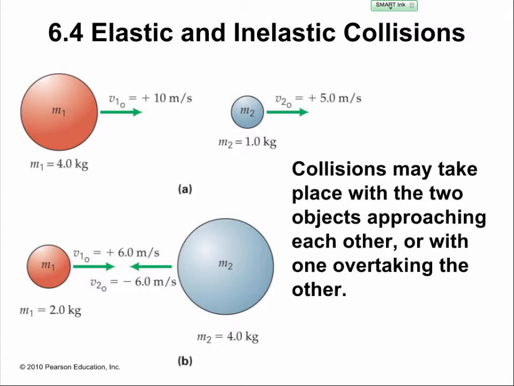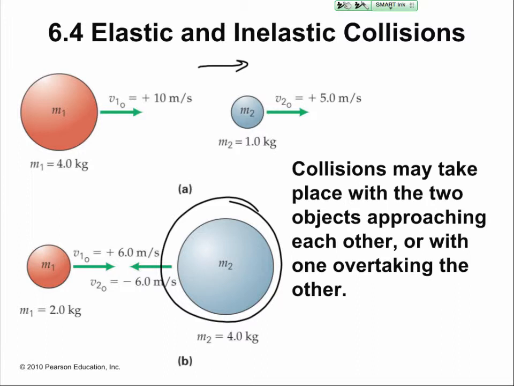But in this slide, what we're talking about is that collisions take place in two shapes. Collisions may take place with two objects approaching each other or one overtaking the other. So in this one, let's do the first one. What's going to happen when these two hit, whether it's elastic or inelastic? The overall velocity will be positive, right? So there might be a transfer of velocity to the small ball, and this may have less velocity, but clearly both of them are going to be moving to the right.